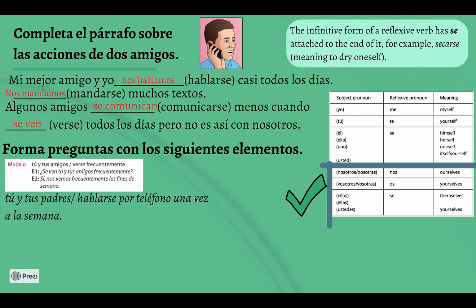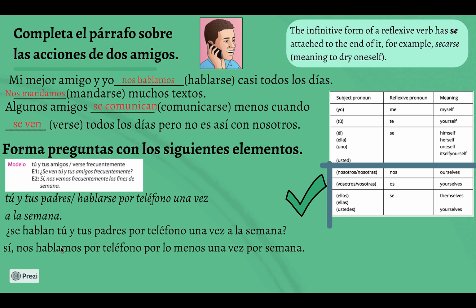All right, tú y tus padres. So look, what is the subject pronoun for tú y tus padres? You and your parents. Ustedes. And the reflexive pronoun for ustedes is se, so you know it will be se. And then for hablarse, right? Now figure out what the conjugation for hablar is for ellos, ellas, ustedes. And it's hablan. ¿Se hablan tú y tus padres por teléfono una vez a la semana? And the answer will be sí or no. Sí, nos hablamos por teléfono por lo menos una vez por semana.